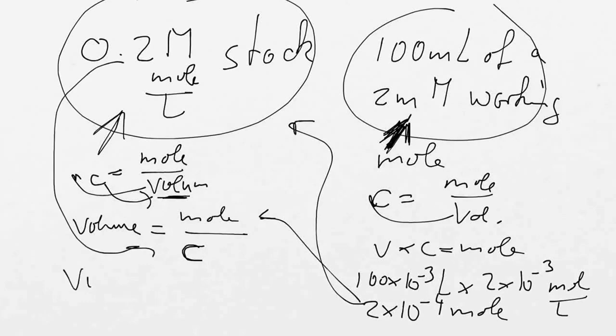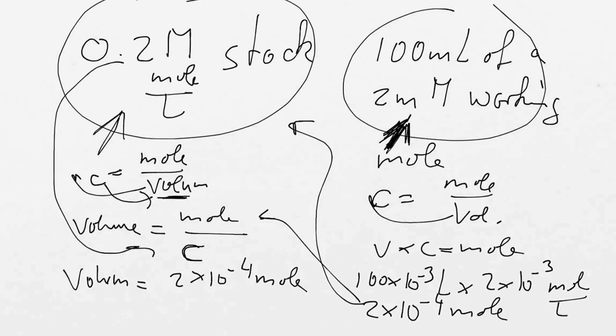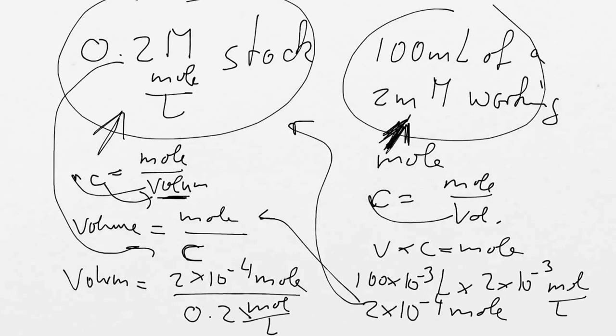So I've got volume equals 2 times 10 to the minus 4 mole, that's the stuff that I just calculated, that is how much I want, divided by 0.2 mole per liter. Yeah? Because that is my concentration here.